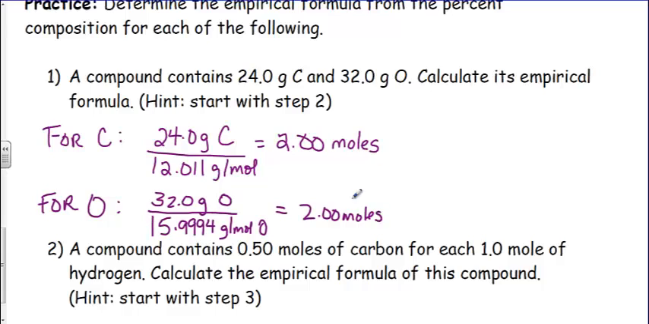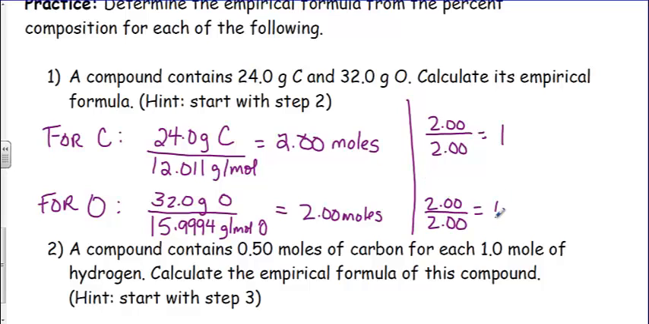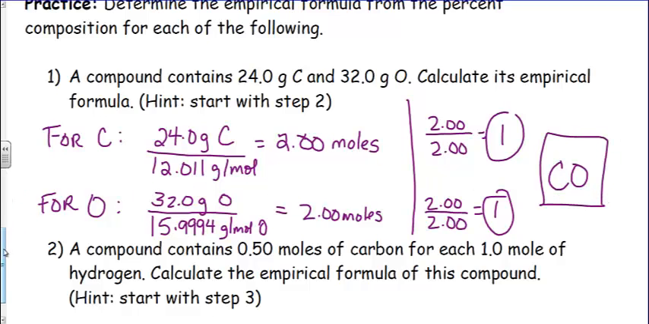Now for step 3, it says to divide by the lowest number of moles. So we have 2.00 moles divided by the lowest number, which is the same, so 2.00 divided by 2.00 equals 1. And over here, same thing, 2.00 moles of oxygen divided by 2.00 moles, the lowest number, is 1. So these are our subscripts, 1 on the carbon, 1 on the oxygen. So our empirical formula is carbon monoxide.